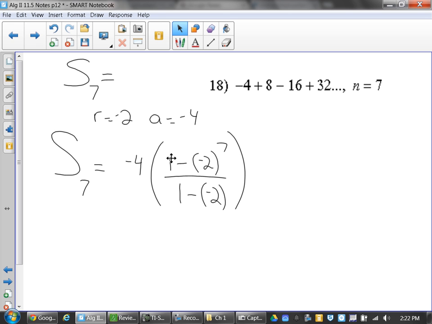What are you guys getting for the sum of it? Negative 172. Does it look like the right answer?